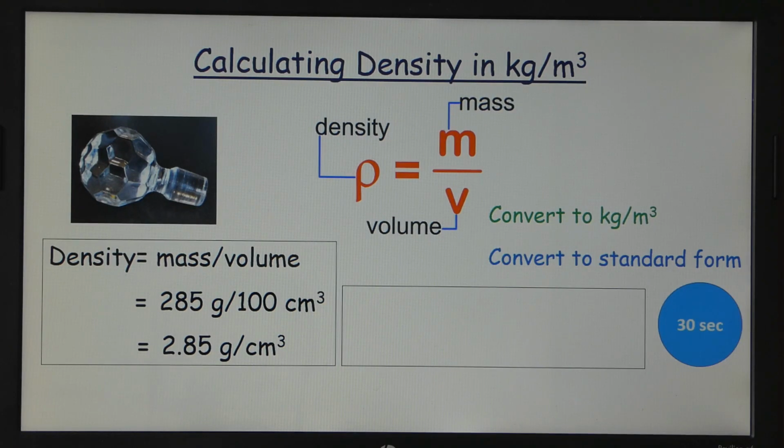I'm now going to give you 30 seconds to do the next steps yourselves. Convert to kilograms per metre cubed and then finally convert your answer to standard form. 30 seconds.